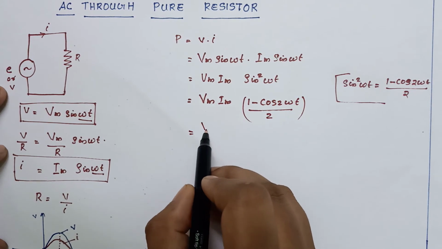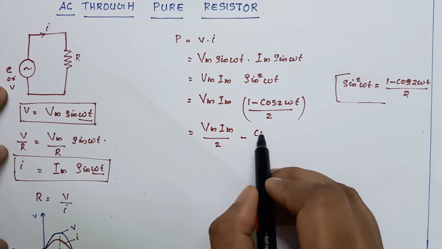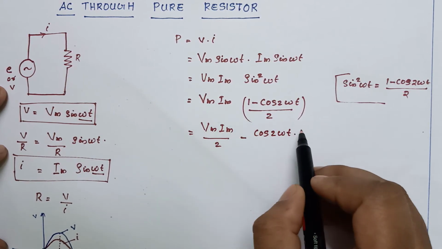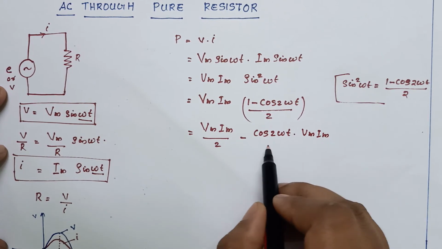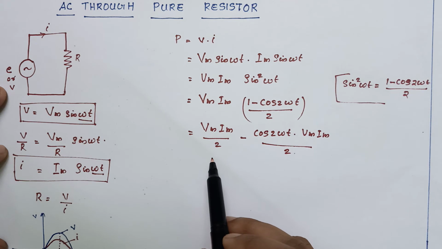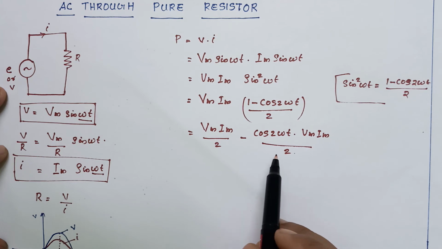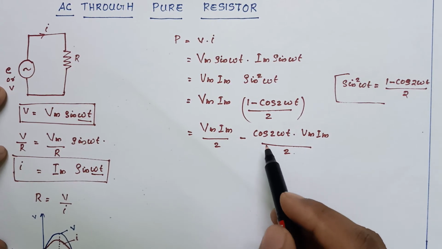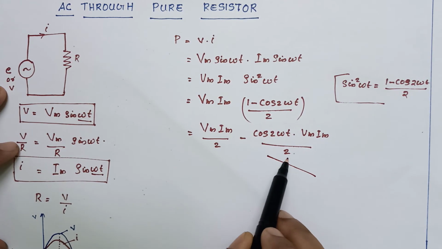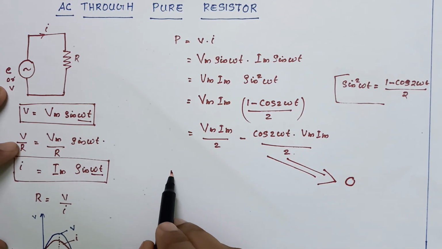What will that be? Vm Im by 2 minus cos 2 omega t into Vm Im by 2. In this equation, the first term is the constant part and the second is the fluctuating part. For the complete cycle of alternating current, the average value of this entire fluctuating term will be 0.